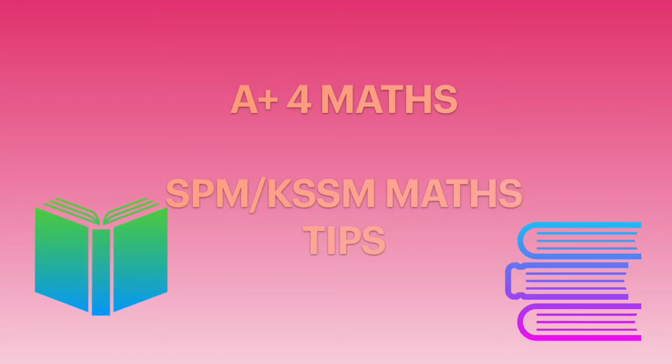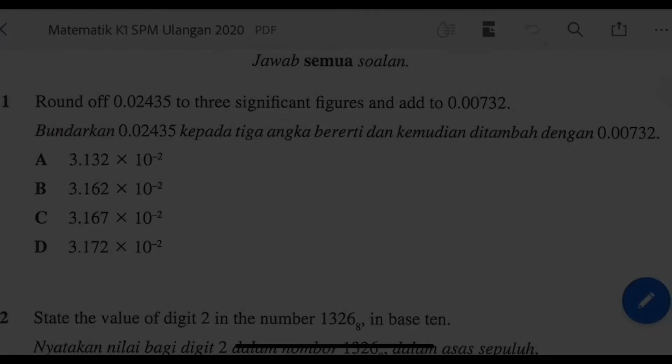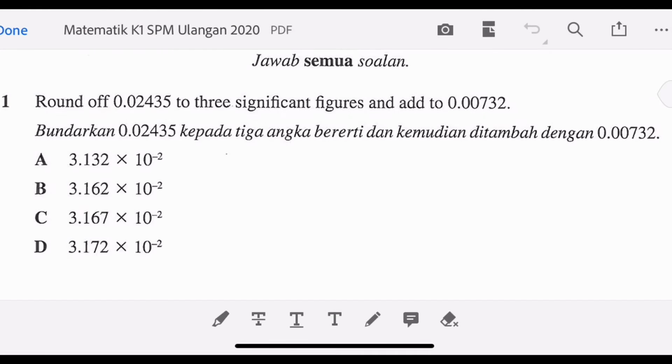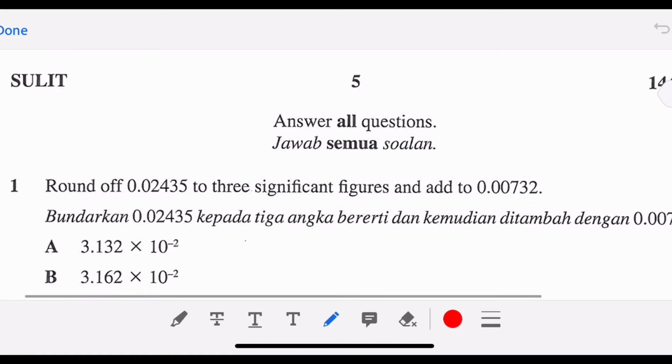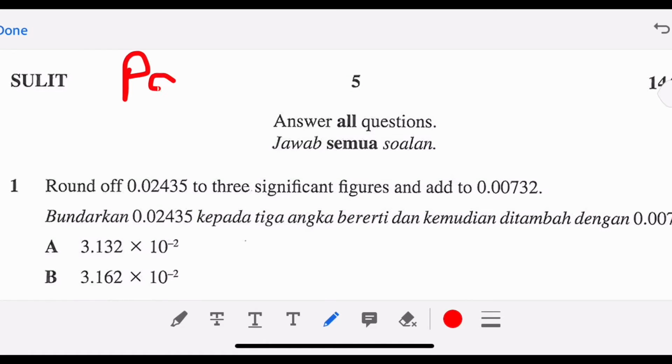Let's study Maths. I'm sure you can get A+ for Maths if you follow my channel consistently. Let's have a look at Paper 1 for the SPM exam or the KSSM final exam. Paper 1 consists of 40 objective questions. Number 1 is about significant figures.